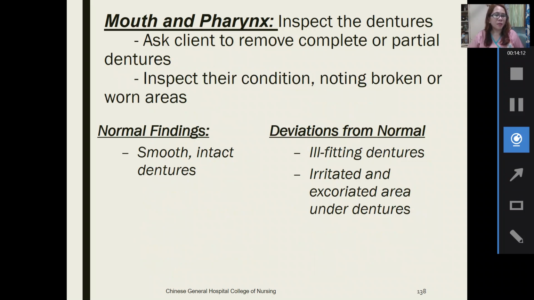Okay. So, inspect the dentures. You can ask the client to remove complete or partial dentures. Inspect their condition by noting the broken or worn areas. Okay, the normal findings: it is smooth and intact dentures. Deviation from normal: possibly there are ill-fitting dentures. It is irritated, or there are excoriated areas under the dentures.